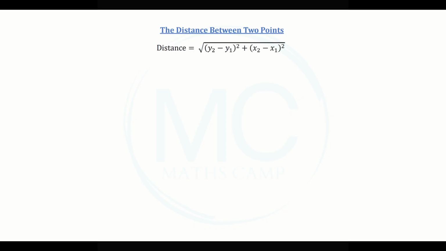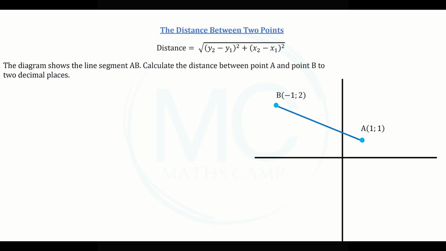Let's look at some examples. The diagram shows the line segment AB. Calculate the distance between point A and point B to 2 decimal places. As we can see from the diagram, point A has coordinates (1, 1), and point B has coordinates (-1, 2). Let's say that A is our first point and B is our second. Now we can take these values and put them into the formula.